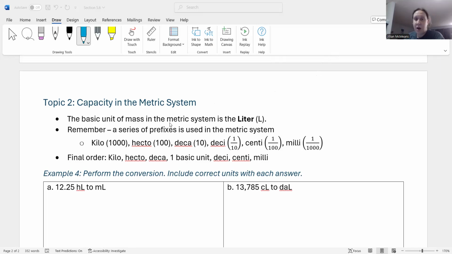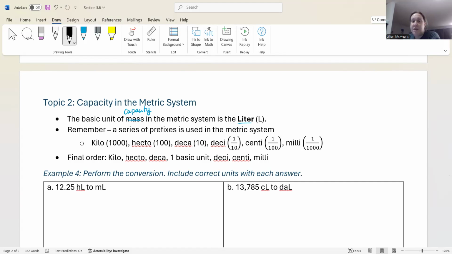So the basic unit of, ooh, that should not say mass, that should say capacity. That is a tiny typo, sorry about that. So the basic unit of capacity in the metric system is the liter, okay? So think liter like soda, like you can buy a 2 liter of soda. That's exactly what we're talking about here, okay?